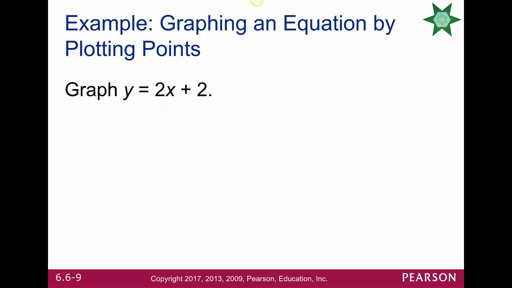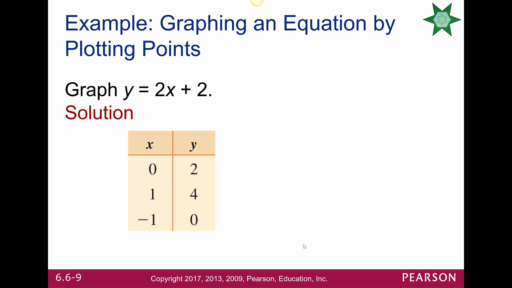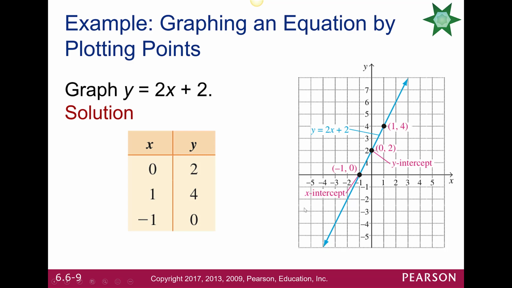So if we wanted to graph the function or the equation y equals 2x plus 2, we pick some values for x. And here you can pick values that you want to pick. So I'm going to pick 0, 1, and -1. I take that value of x, substitute it into the equation, and solve for y, and these are the y values that I get. And I've got 3 points here that I can graph. And if I notice, here's my 0, 2 point right here. Here's my 1, 4 point right here. And then my third checkpoint would be here, -1, 0.